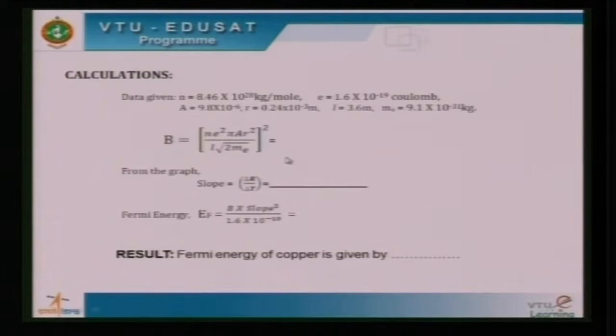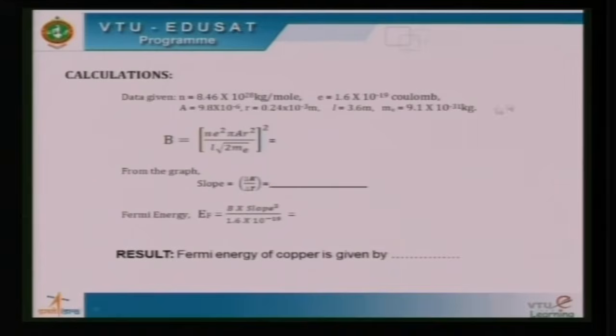We have to insert the value of slope, square it, and insert it in the Fermi energy formula, which is given by B into slope square divided by 1.6 into 10 power minus 19, which gives us the Fermi energy value in electron volt. Here B is nothing but N e square pi a r square divided by L root of 2 m_e whole square, where N is number of electrons per unit volume, which is also known as electron concentration.